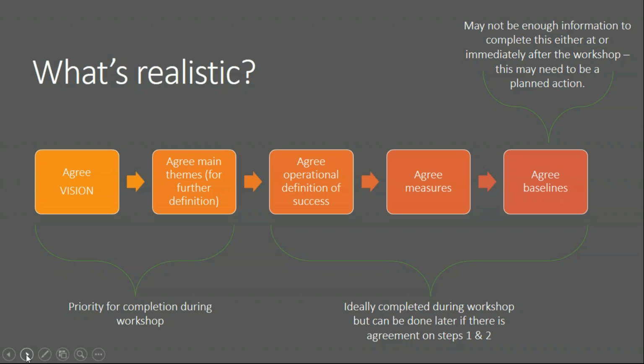And agree the main themes for further definition, because once you have those main themes, they won't come as a surprise to anyone. People have had an opportunity to contribute, and people seem to be, in general, much more comfortable having a smaller group go away, even after the workshop, and hone those into something more operational. So essentially, the vision and the main themes are done at the workshop. Operational definition of success, measures for success, and baselines, which we'll talk about in a minute, are ideally done at the workshop, but can be done afterwards.